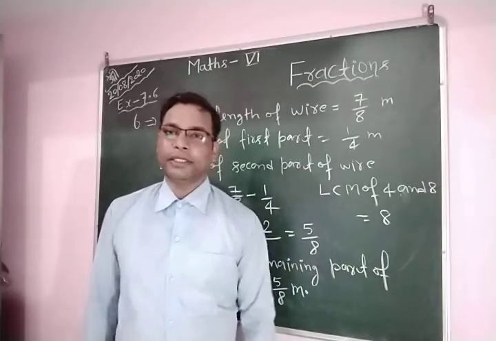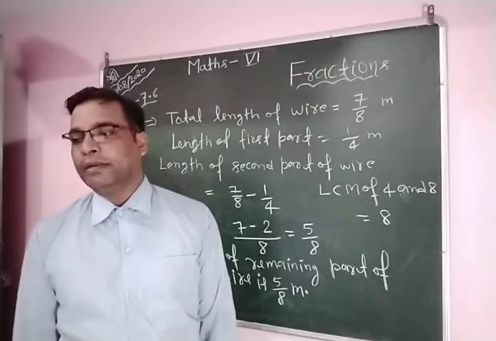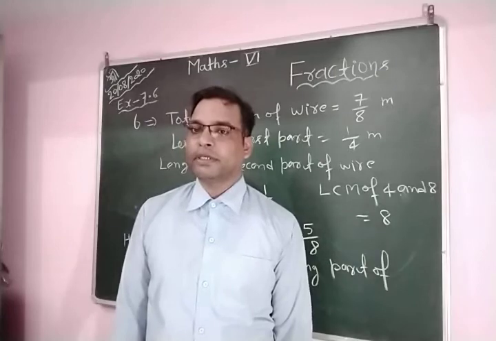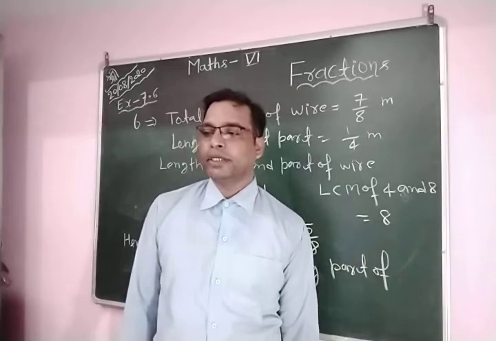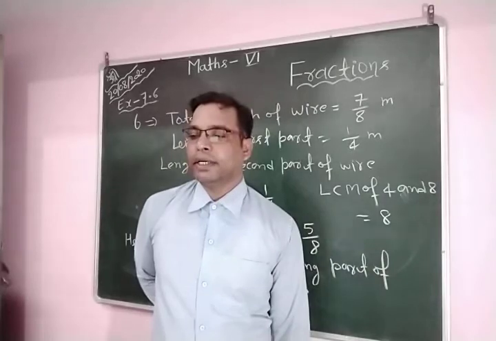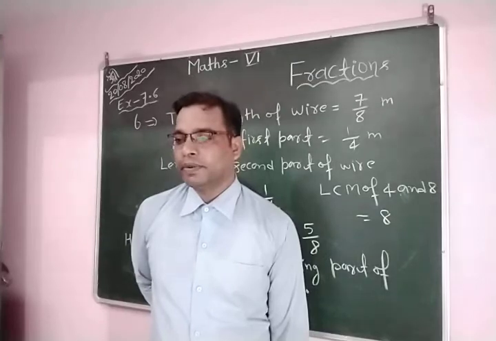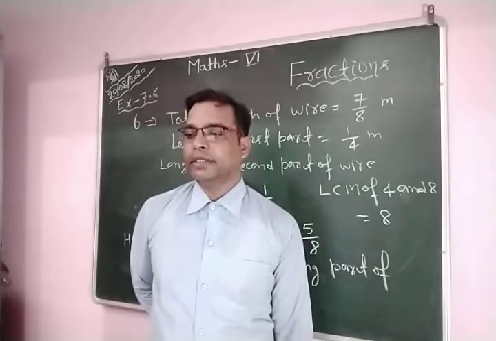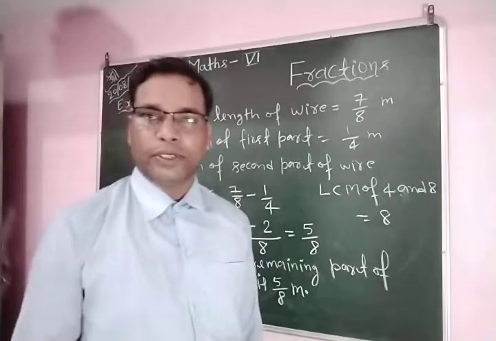Here the distance between Nandini's school and her house is given as 9 by 10 kilometer. And she travels some distance, after this she takes a bus for 1 by 2 kilometers and reaches school. So we need to find the distance covered by Nandini by walking. For this we subtract 1 by 2 from 9 by 10, then we obtain the distance covered by walking. So let's see how to do it.